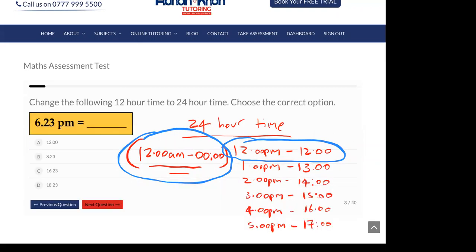Next we have 6:23 p.m. If you look at the whiteboard, we've got that time there. We've already got the conversion. So 5 p.m. is 1700 hours, so 6 p.m. is going to be 1800 hours. So that will be 1823, which is option D.